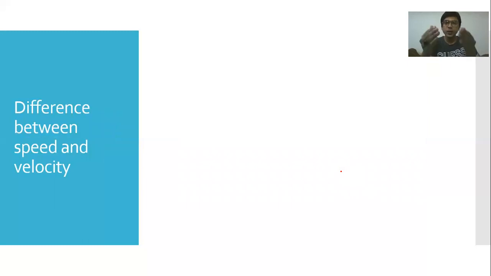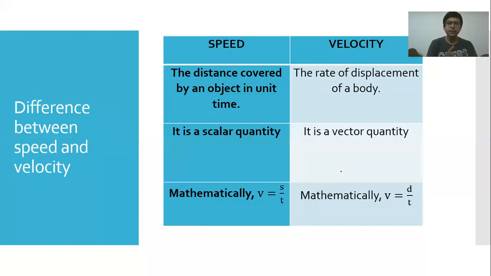Again, we have a table, and in this table the first column is speed and the second column is velocity, and we are going to discuss their differences. The first point will be its definition. What is the definition of speed? The distance covered by an object in unit time. Whereas velocity is the rate of displacement of a body. The second difference could be that speed is a scalar quantity and velocity is a vector quantity.